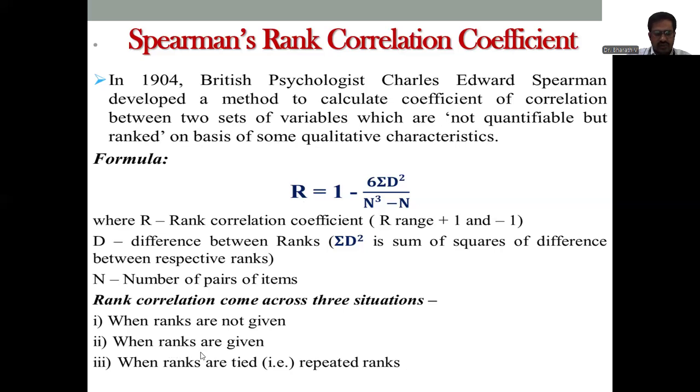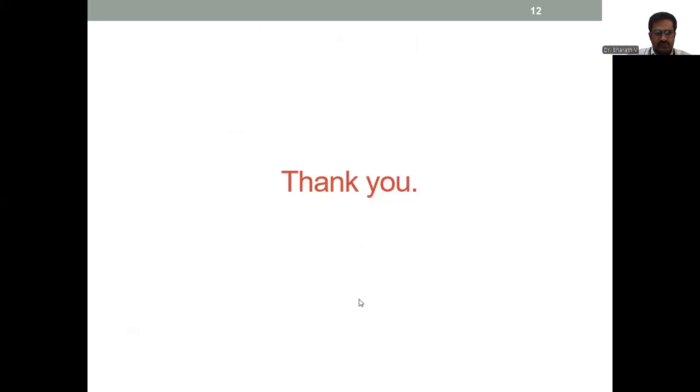When ranks are given directly, you can take the deviation between rank 1 and rank 2 and calculate the correlation. When ranks are tied or repeated, first identify the lowest one and assign the ranks, and note how many times a rank is repeated. You can use the same formula and find out whether there is any significant difference between the two variables.